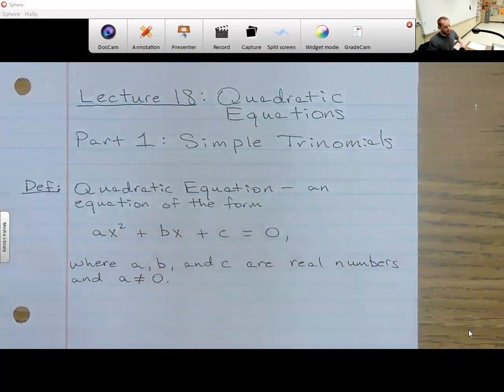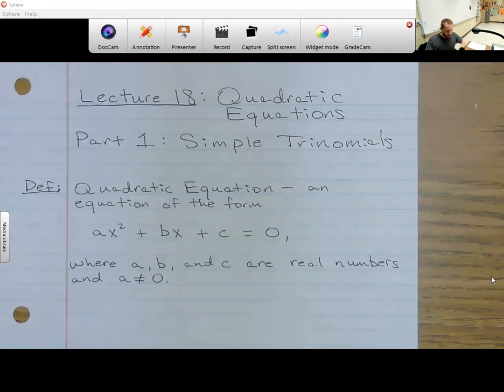Okay? So let's talk about the format of it real quick. So a quadratic equation is always going to be of this form. It's always going to be ax squared plus bx plus c equals 0. It might be written a little bit differently once you get to the actual problems, but every single quadratic equation can be written in this form.